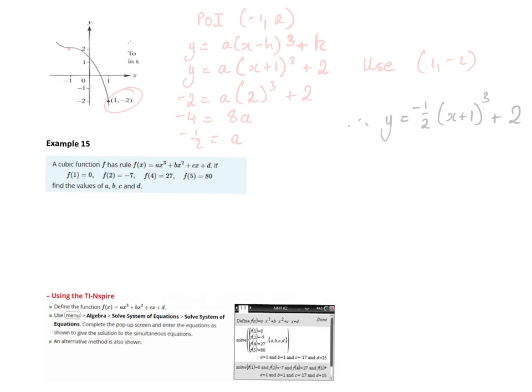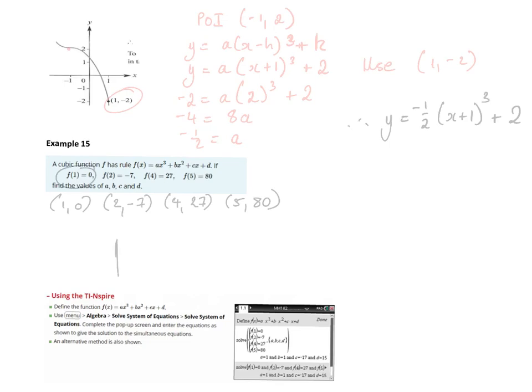Now the last example there would be pretty difficult to work out using simultaneous equations because there's 4 unknowns. Remember what this talks about. f(1) equal to 0 means that when x is 1, y is 0. The next one would be when x is 2, y is minus 7. When x is 4, y is 27. When x is 5, y is 80. And then you would substitute each one of them in separately and come up with 4 different equations. So we don't need to be able to do that at this point.